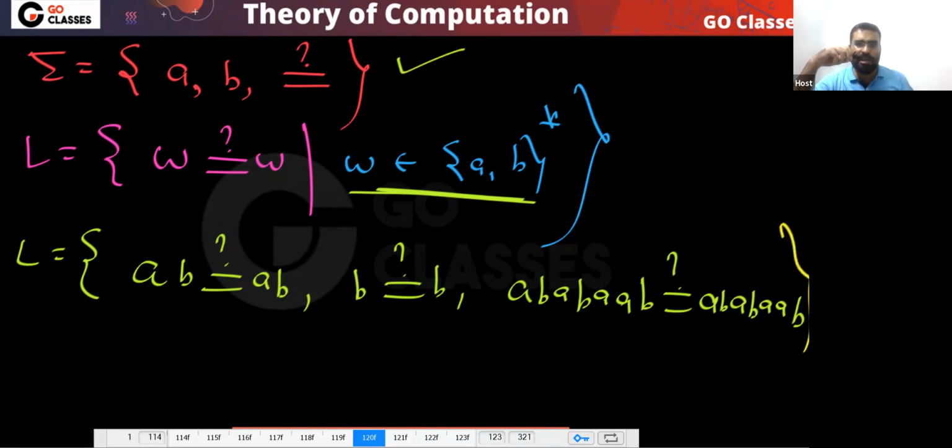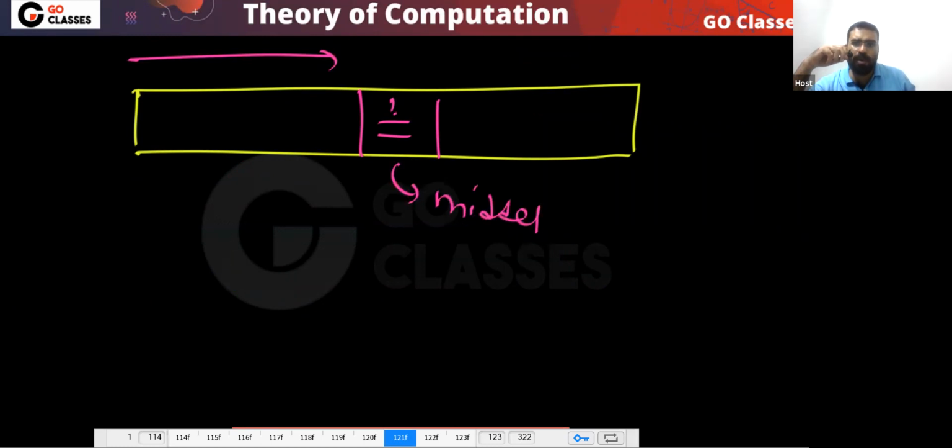So now you tell me one thing. If you want to recognize this language, can finite automata find the middle? Of course, you can very easily find the middle, because this symbol will be the middle. The finite automata is walking, and when it sees this symbol, it tells you that this is the middle. So finding the middle is not a problem.